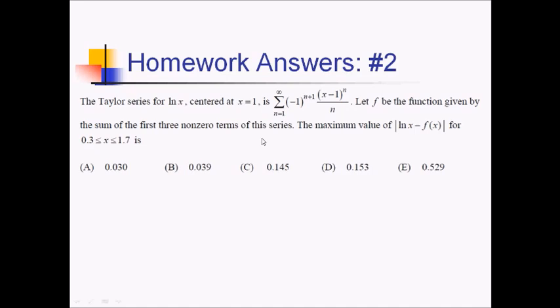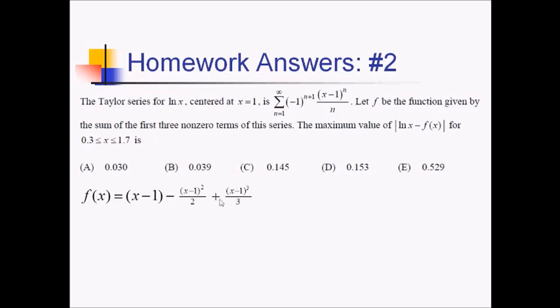Let's start by actually writing out this f function. So this is just the first 3 non-zero terms. So we just plug in 1, 2, and 3 and see what happens here. If I plug in 1, this becomes a positive, and then I've got x minus 1 to the 1 over 1. That's just x minus 1. If I plug in 2, now this is negative, and I've got x minus 1 squared over 2. And finally, plugging in 3, this is positive because it's an even exponent, and we have x minus 1 cubed over 3.